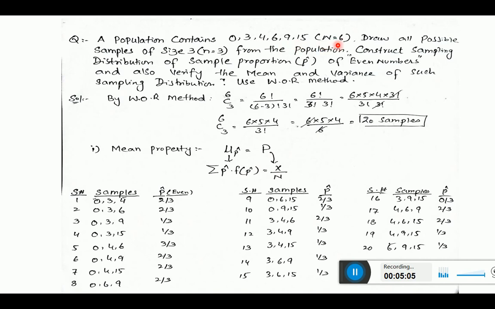The total value is capital N equal to 6. Now the question says, draw all possible samples of size 3 from the population. From the population we draw samples, but this time the sample size is 3.